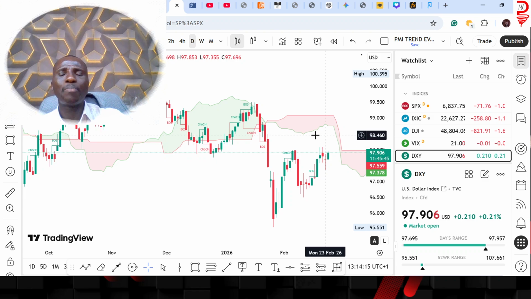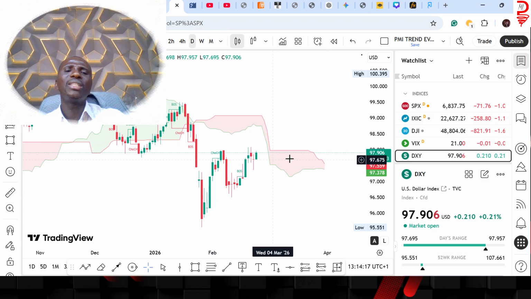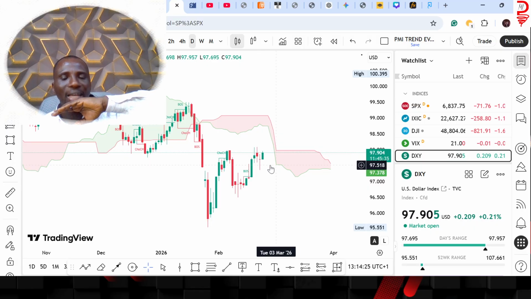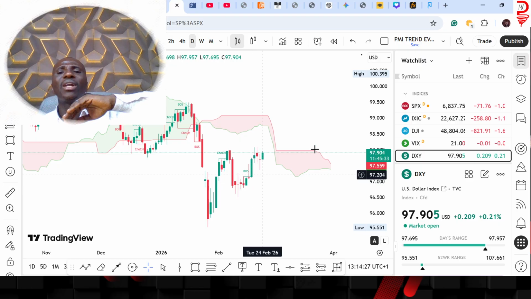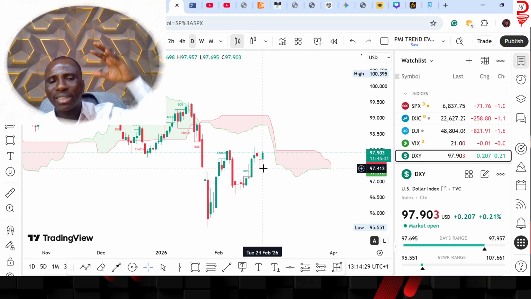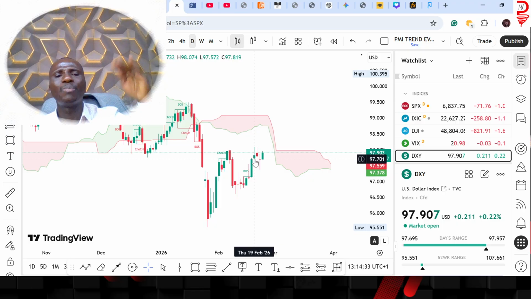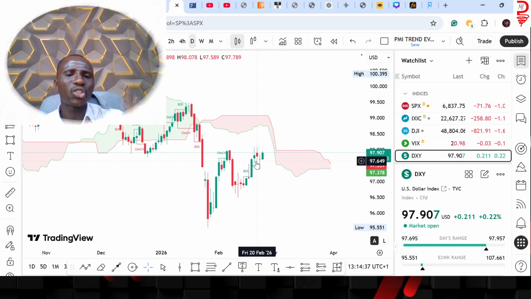So we are still expecting that if the dollar index stays below this cloud, the dollar will still continue to lose its value. At the moment, it might look as if the dollar is gaining value, but the expectation is that because this particular index is below the cloud, there is a level of dollar aversion in the market, and our own decision will be based on that.